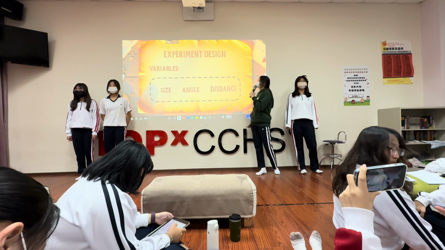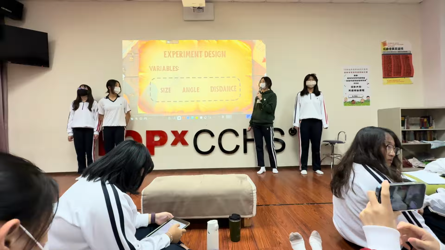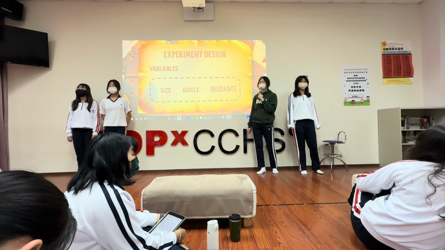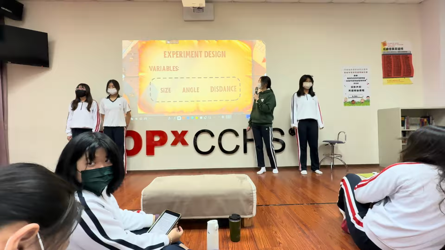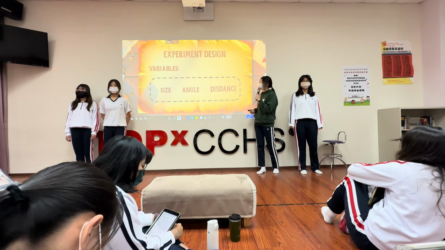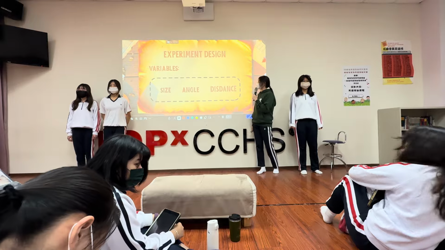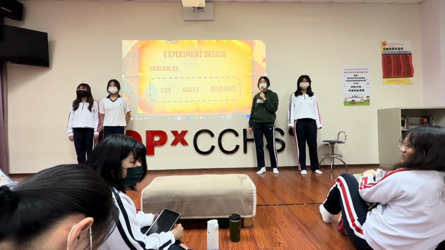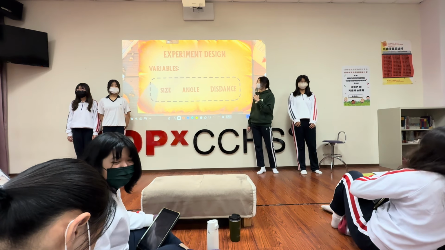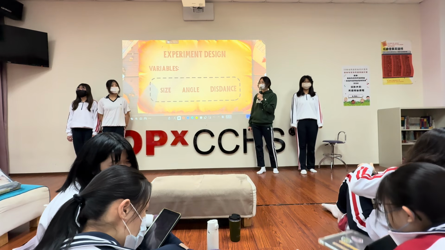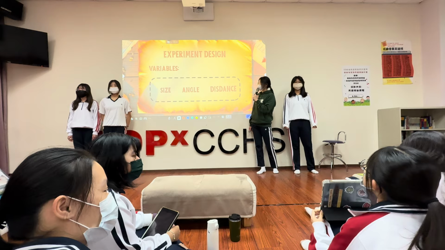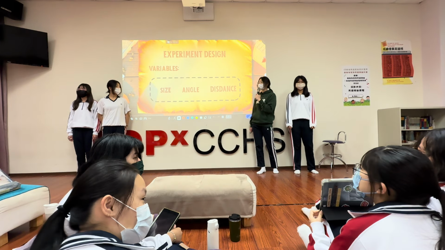The experiment design is to measure how coins fall under different conditions. The variables we have prepared are the size of the coin, the angle at which it was dropped, and the distance between the coin and the water surface. During this experiment, we held the coins by hand and observed the tumbling motion. We recorded the process by phone.